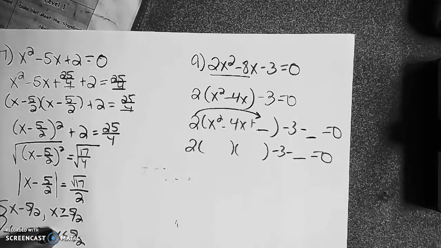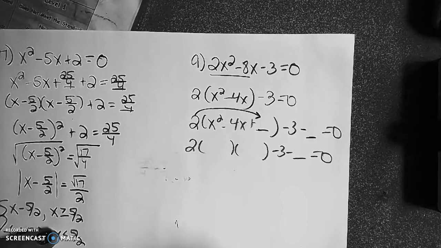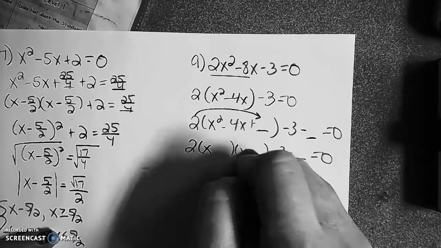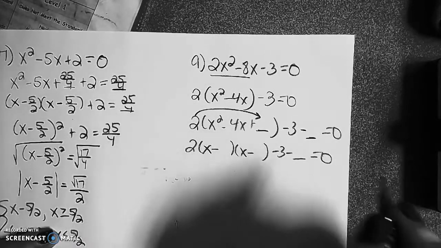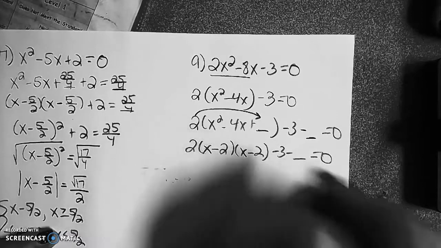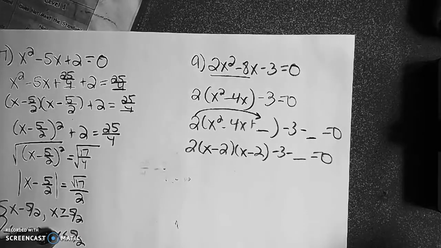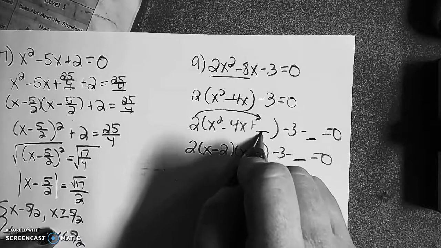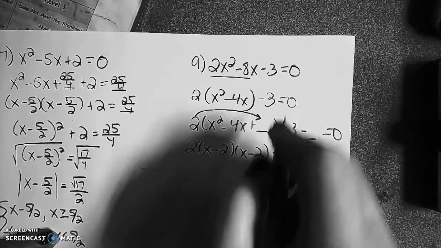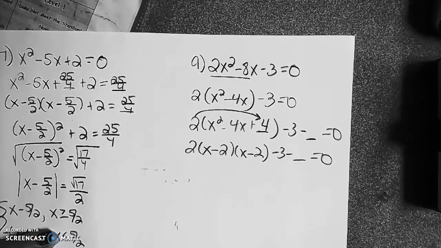I think about how would x squared minus 4x plus something factor. So I would need an x and x, minus and minus, and to get a -4x in the middle, I would need a -2 and a -2. Now, what does that mean I put in this blank? Well, -2 times -2 is 4.